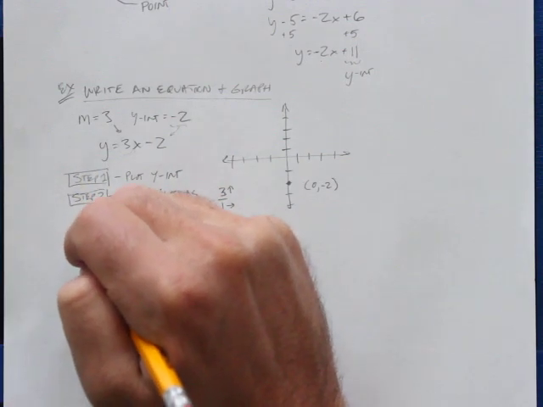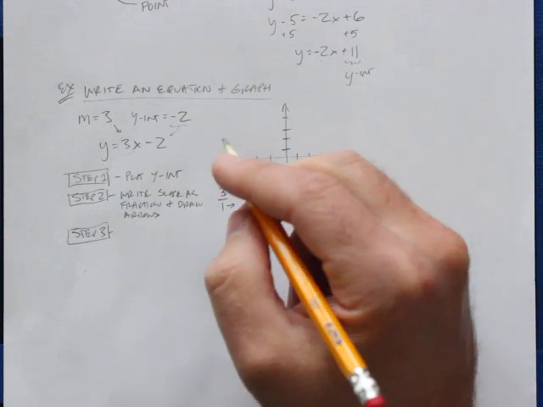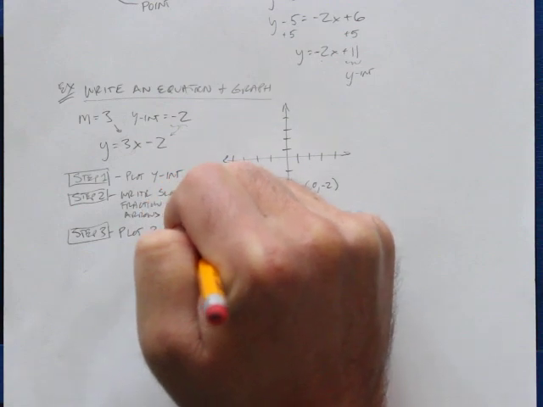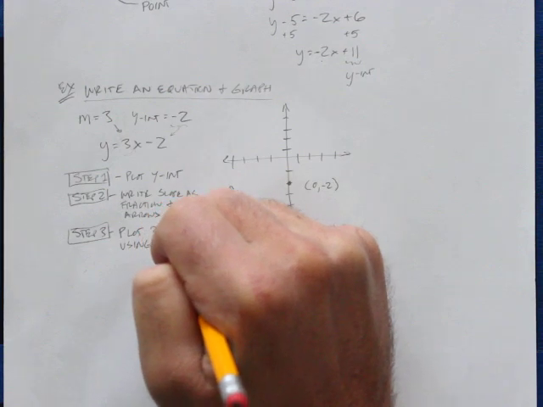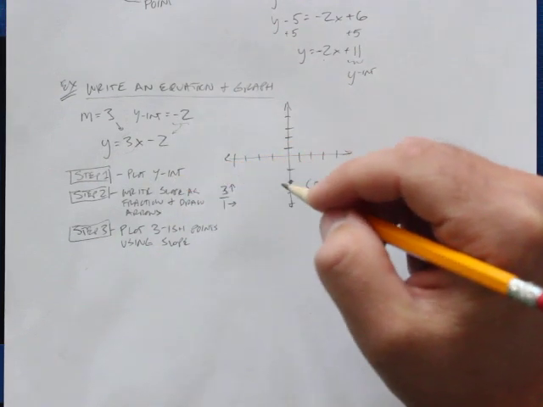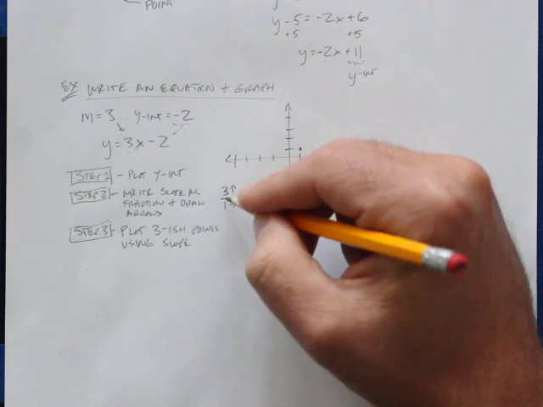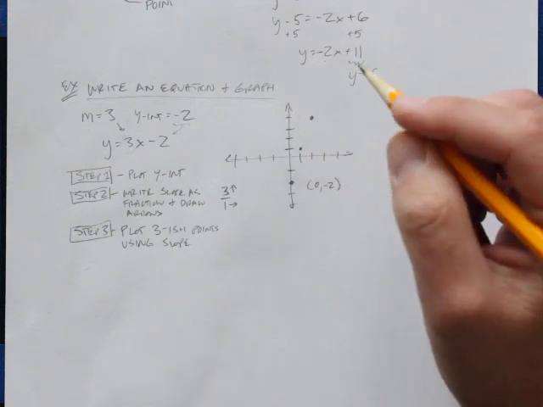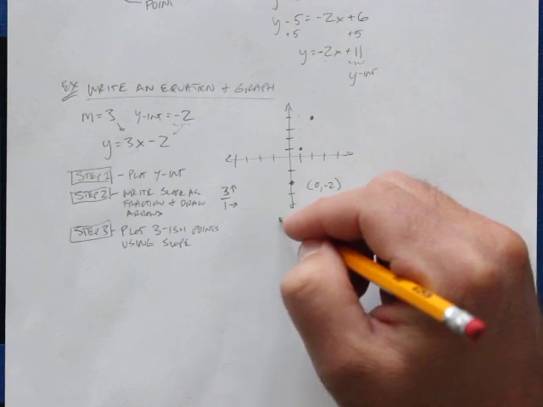Step 3: plot 3-ish points using the slope. All right, so I'm going to start at my y-intercept. I'm going to go up 3, 1, 2, 3, to the right 1. Up 3 to the right 1 using my slope. Now I can also go back and to the left, 1, 2, 3, or down and to the left.